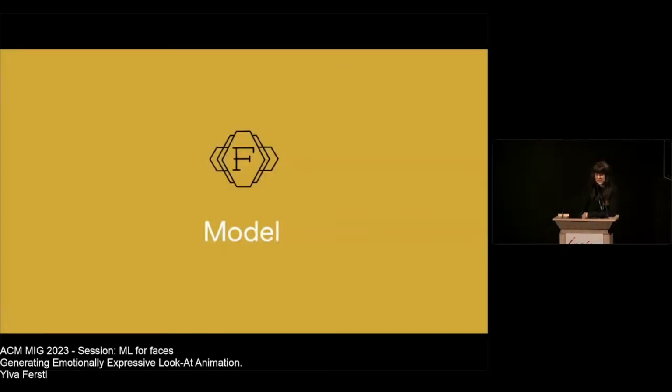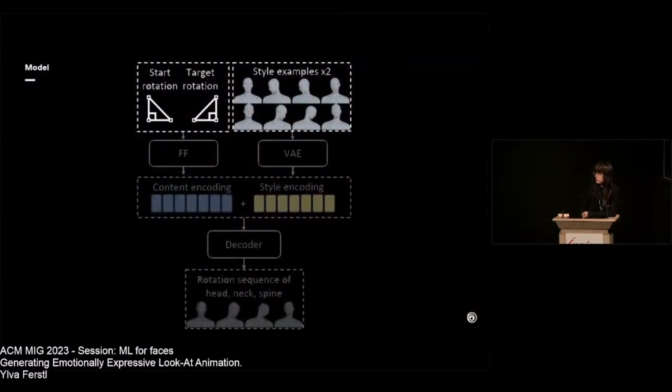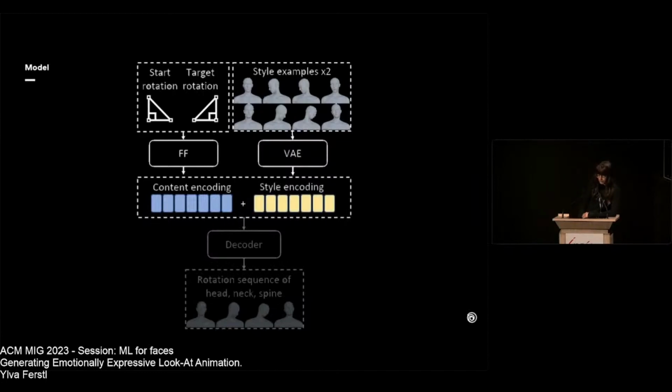Okay, so now let's take a quick look at our neural network model, an overview. The input to our model is the torso start orientation, the target look-at angle where we want the character to look, as well as 2 styles that are given as an example motion clip. One style example is given for the engaging emotion, and one for the disengaging emotion. The start and the target rotation are first passed to a feed-forward simple encoder that produces the motion content encoding.